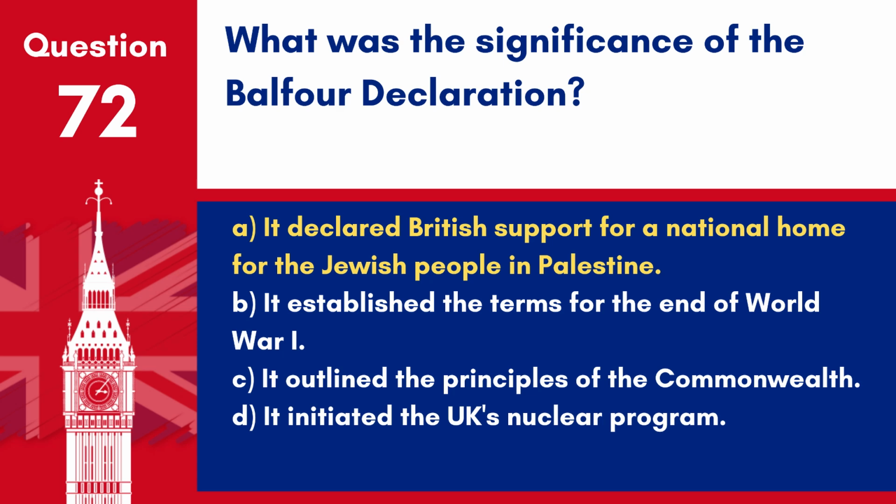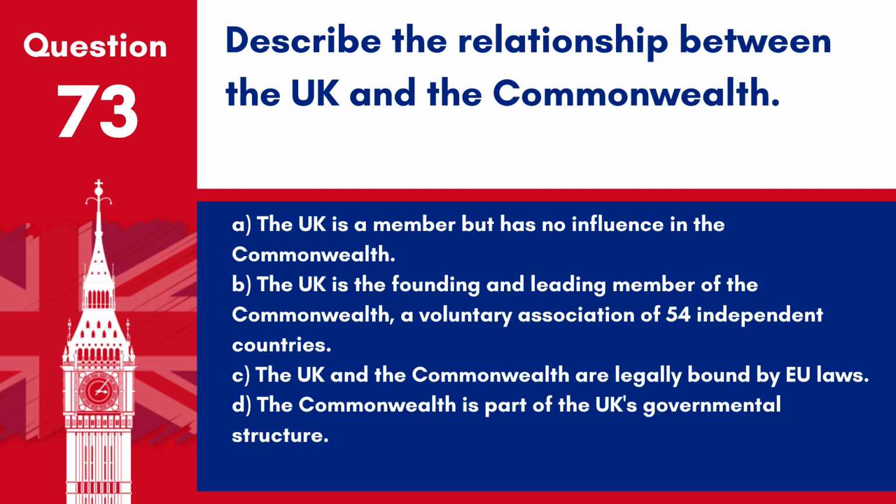Question 73. Describe the relationship between the UK and the Commonwealth. A. The UK is a member but has no influence in the Commonwealth. B. The UK is the founding and leading member of the Commonwealth, a voluntary association of 54 independent countries. C. The UK and the Commonwealth are legally bound by EU laws. D. The Commonwealth is part of the UK's governmental structure.